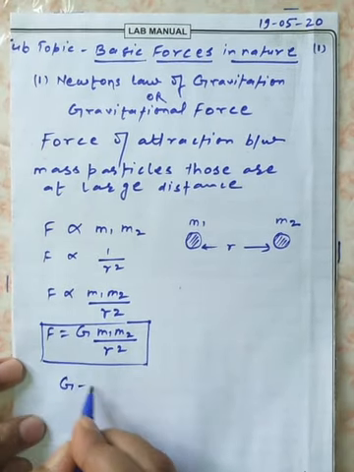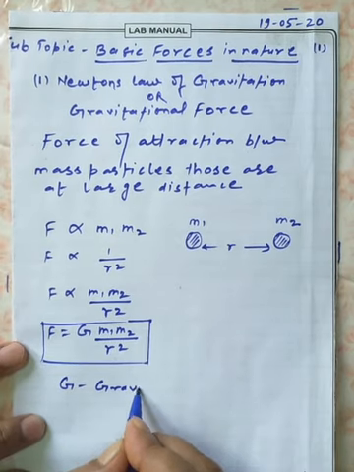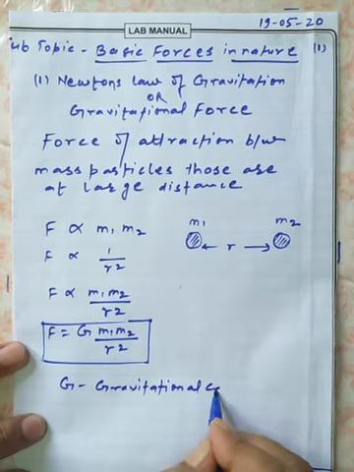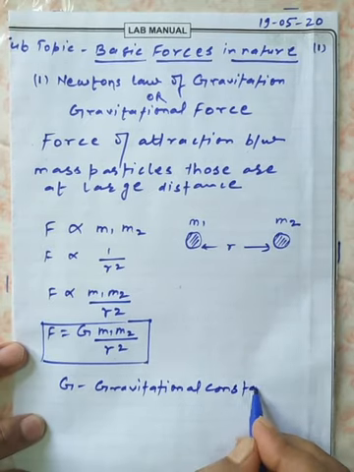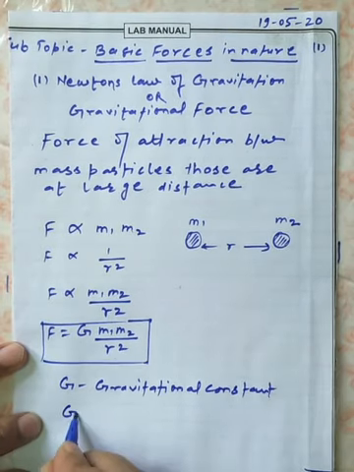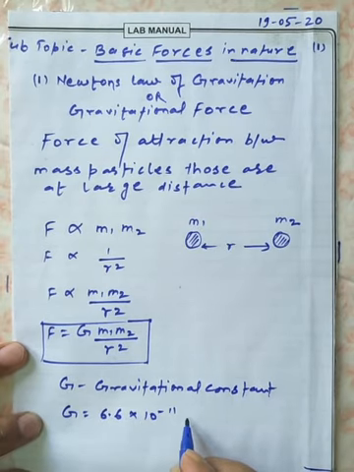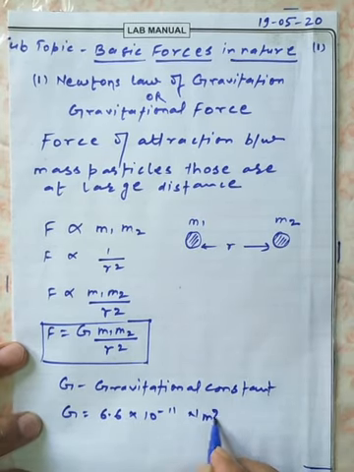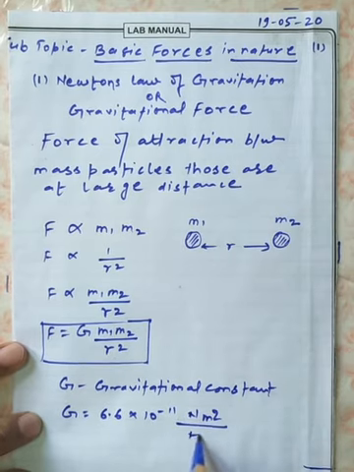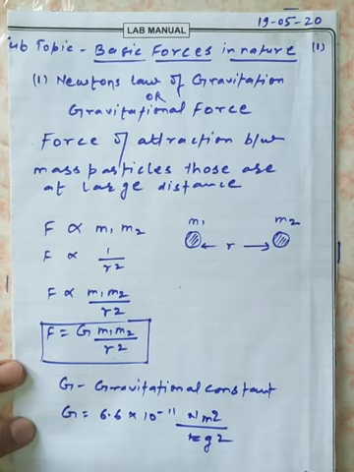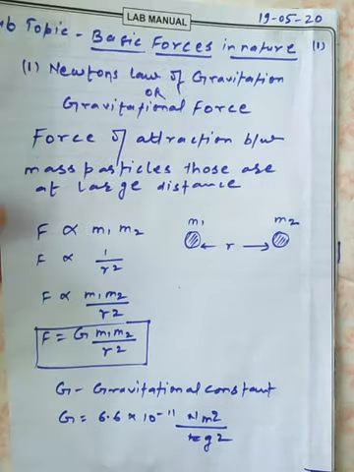Capital G is called the gravitational constant, and it has its own value, 6.6 into 10 to the power minus 11, and the unit is Newton meter square per kilogram square. So this is the unit we have. Now this force has many characteristics that we want to discuss here.